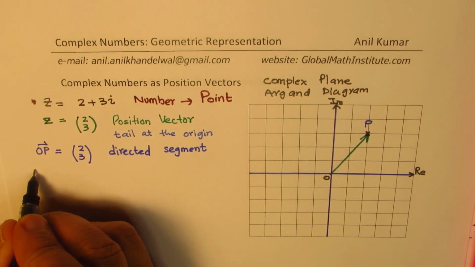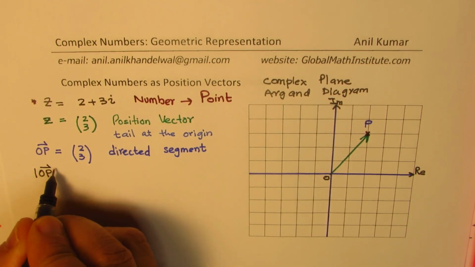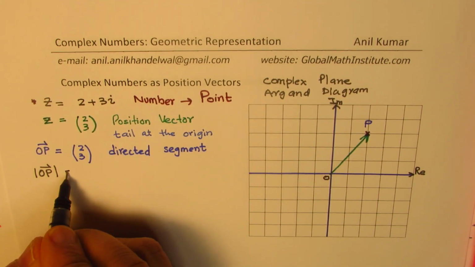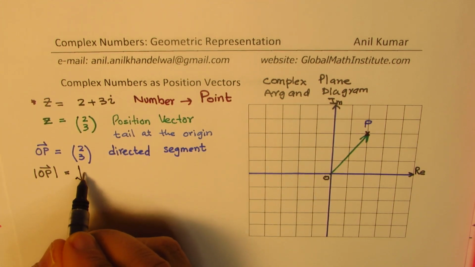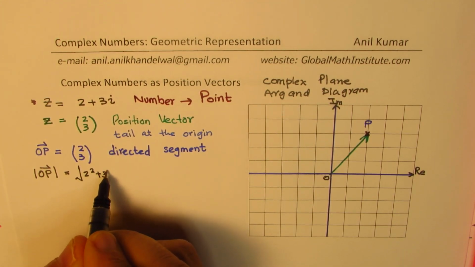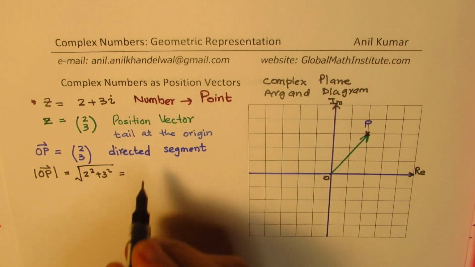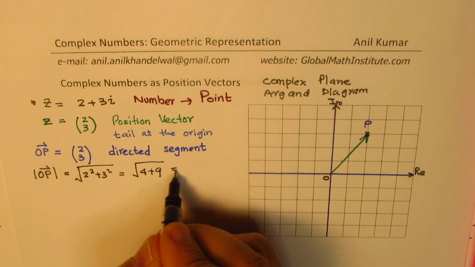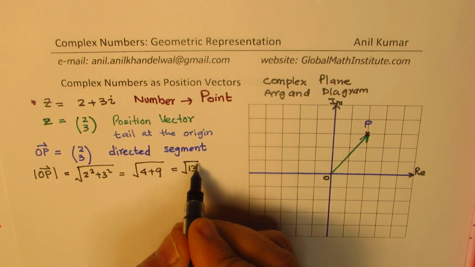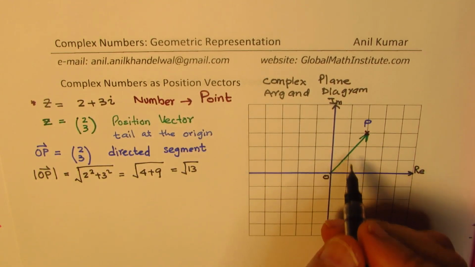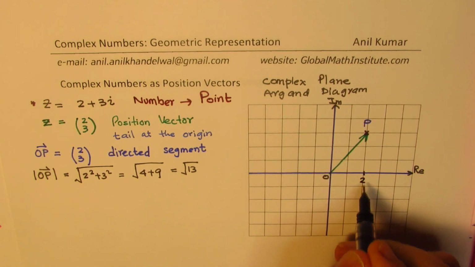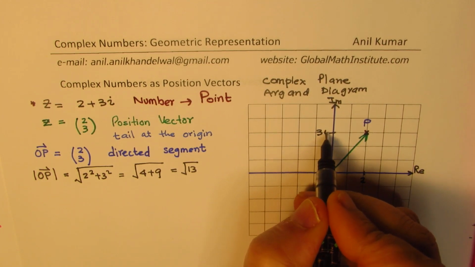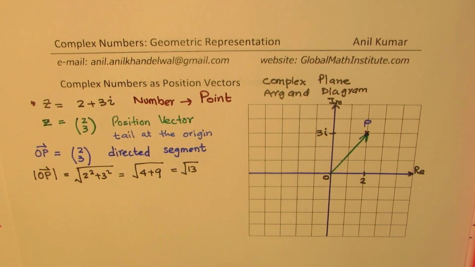So the magnitude of this vector OP is given by the length, and this is equal to, in this case, square root of 2 squared plus 3 squared, which will be square root of 4 plus 9, or square root of 13. So this length will be square root of 13, which represents the directed vector OP. So I hope that makes sense, right?